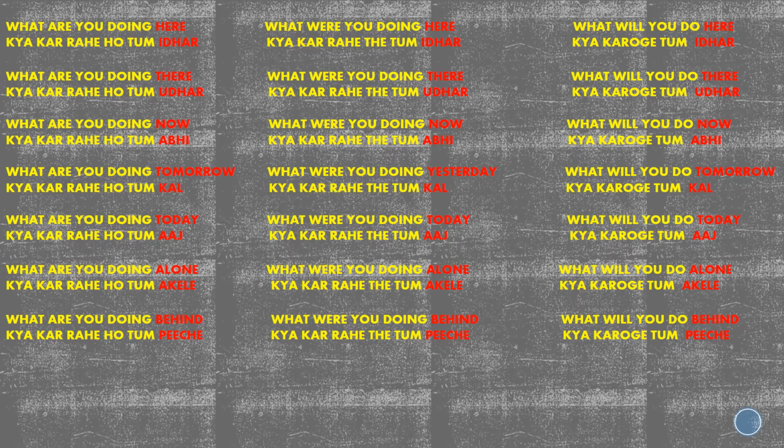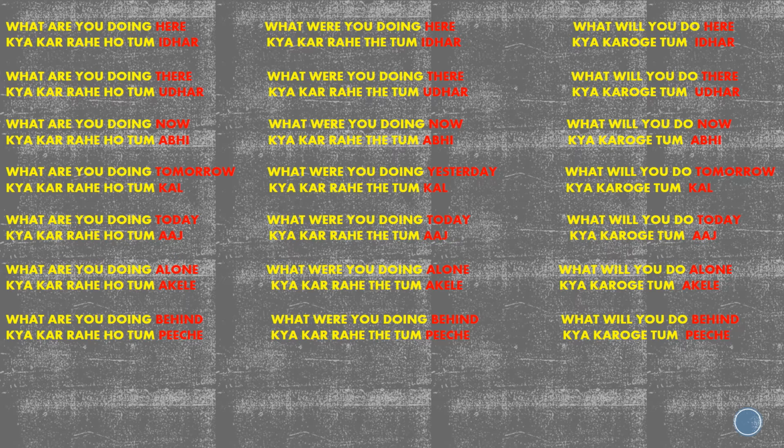Now let's go to the second row. What are you doing there? क्या कर रहे हो तुम उधर. The meaning of there is उधर. What were you doing there? क्या कर रहे थे तुम उधर. What will you do there? क्या करोगे तुम उधर. What will you do there, man?